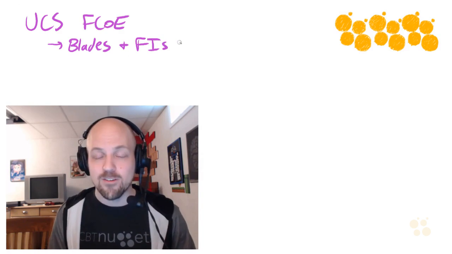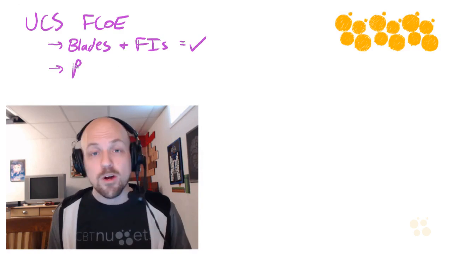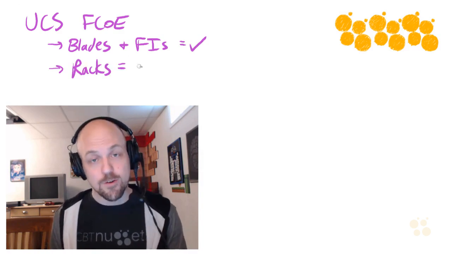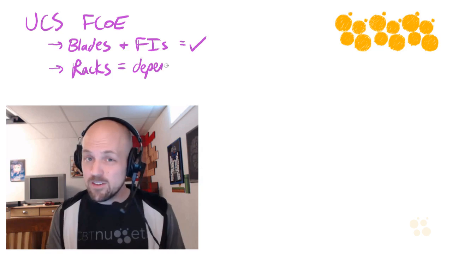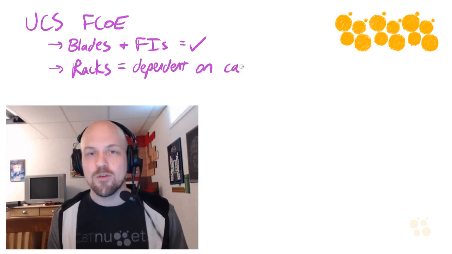The good news is that most UCS hardware comes pre-equipped for fiber channel over Ethernet just because most UCS servers get deployed with the virtual interface cards. Now, if we do have a C-Series server, we're going to want to make sure that we have the right hardware in there to support FCOE, but blades and the fabric interconnects, those all come with FCOE pre-enabled.